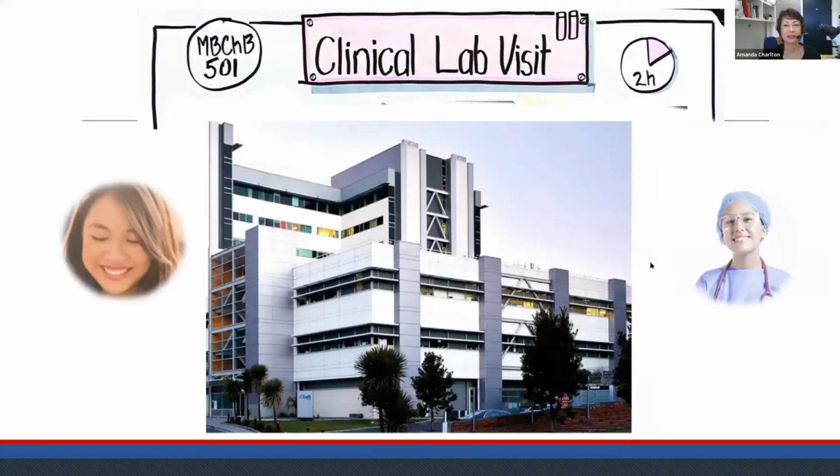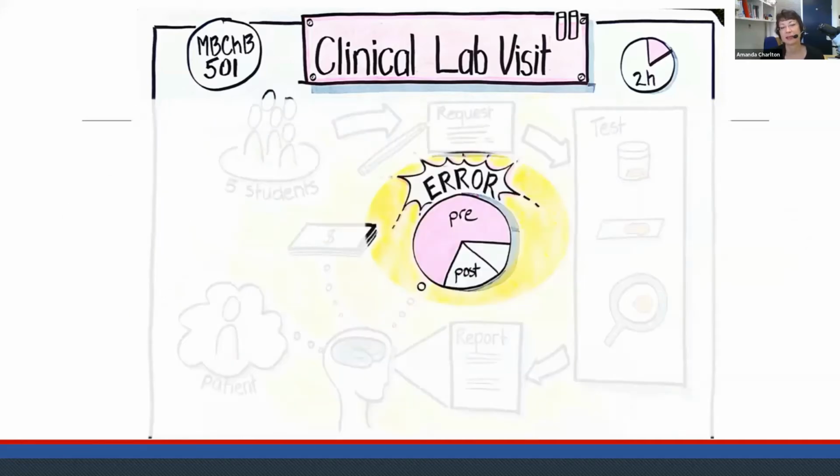And this is a description of the MBCHB 501 clinical lab visit project, where they get 2 hours, and we get them when they're a 5th year medical student, but in 18 months time, they're going to be a house officer. And they come to the laboratory to learn about lab tests and error and how their role as a house officer can mitigate error in lab tests. So that is the focus of the lesson.